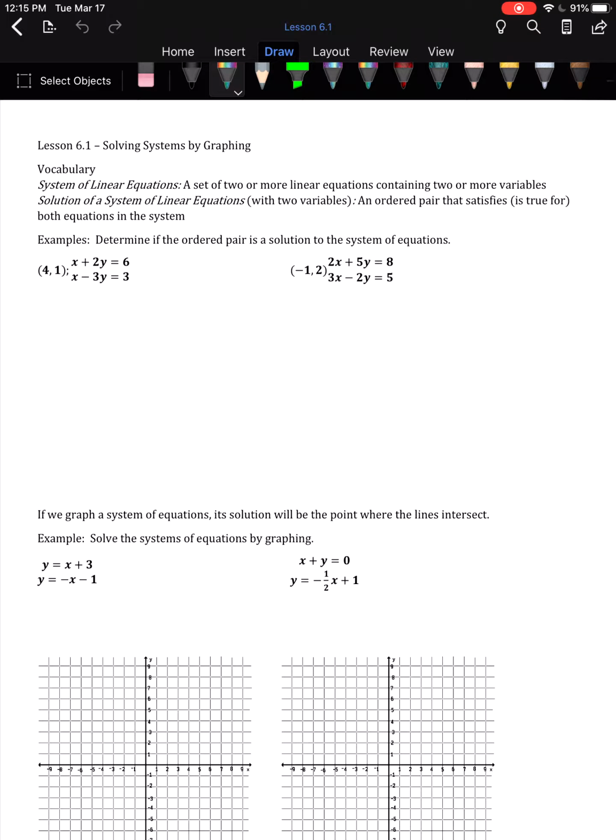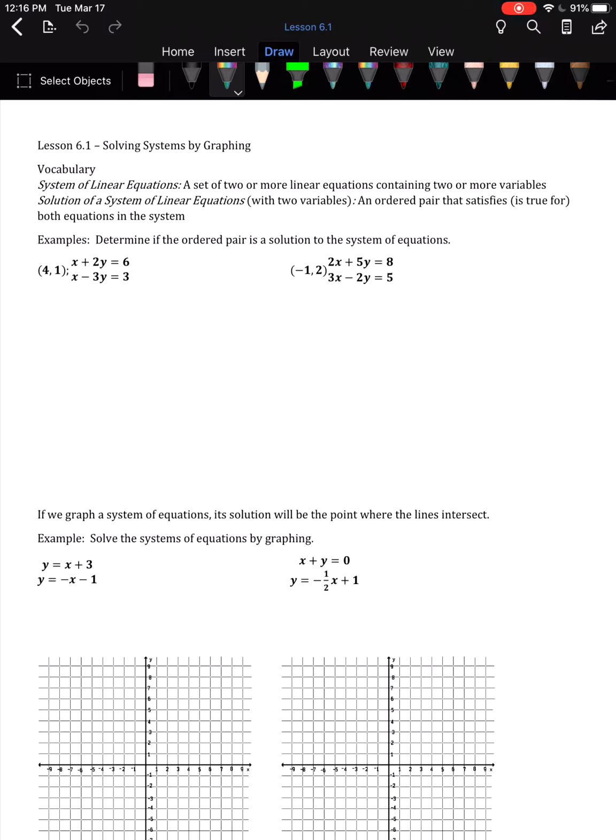So we're going to be talking about systems of equations, which means we're going to be looking at multiple equations at the same time. Okay, so vocabulary. A system of linear equations is a set of two or more linear equations containing two or more variables. For us, it's going to be two equations, two variables, x and y. The solution of a system is an ordered pair, so an xy ordered pair, that satisfies, meaning makes true, both equations in the system.